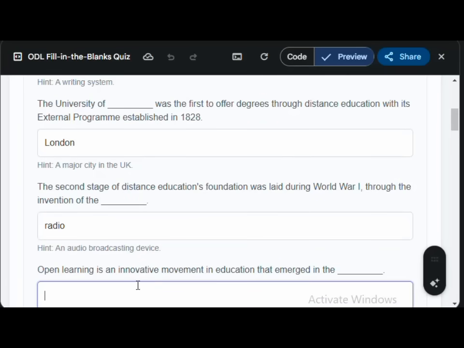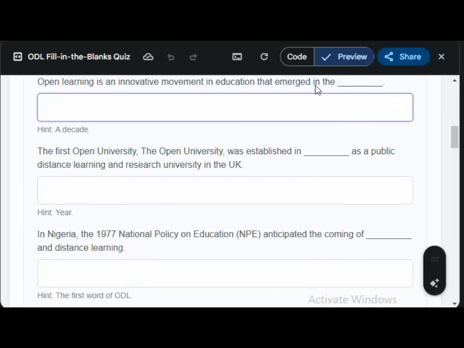Open learning is an innovative method in education that emerged in the dash. To those who have been studying so far, you will recall that your answer is in the 1970. Now, this is not the answer. If you read, the answer is 1970, but if you input 1970, you are wrong. Your answer is 1970s, having an S. This is the right answer.